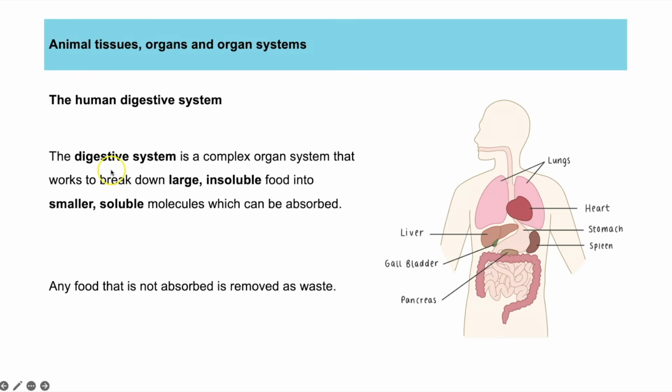So the first thing is, what is the function? The digestive system is made up of lots of different organs. Some of these aren't the digestive system. We can see the lungs, but we'll go through all of the ones which you need to know. And the function is it breaks down your food from being large and insoluble molecules into smaller, soluble molecules which can be absorbed into the bloodstream and then transported around the body. Any food that isn't absorbed after digestion then forms the feces and is removed as waste.